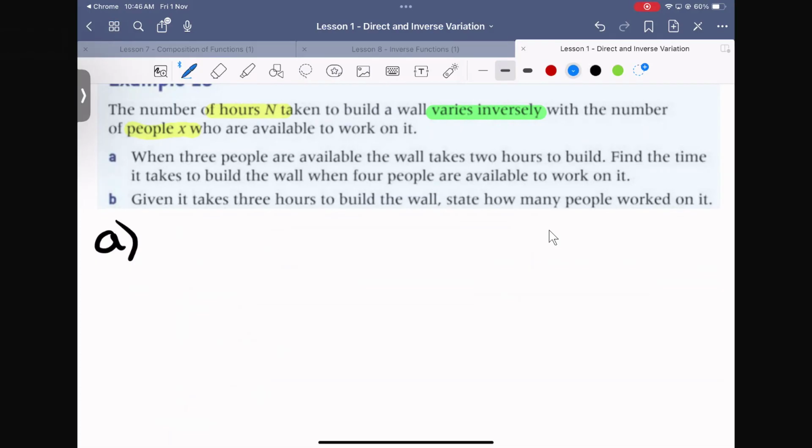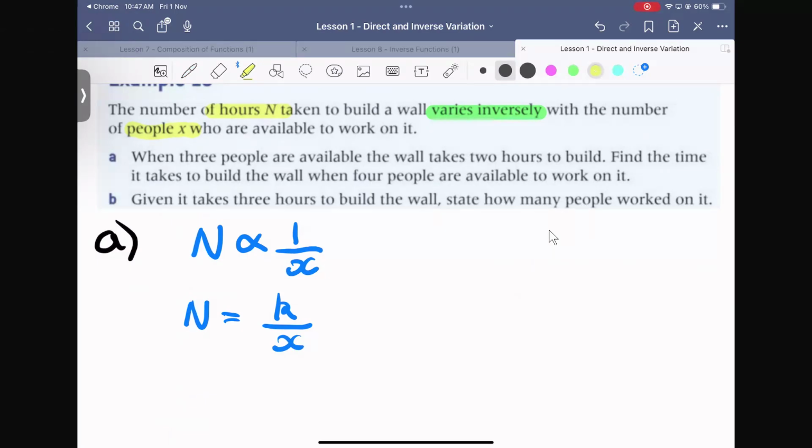All right, so let's have a look. You should write n varies inversely with the number of people. So this means that n is equal to k over x. Now, let's find the numbers. We've got 3 people are available. The wall takes 2 hours to build.